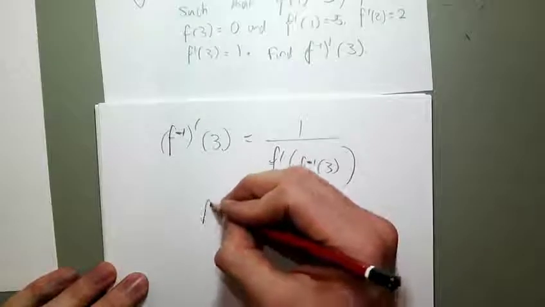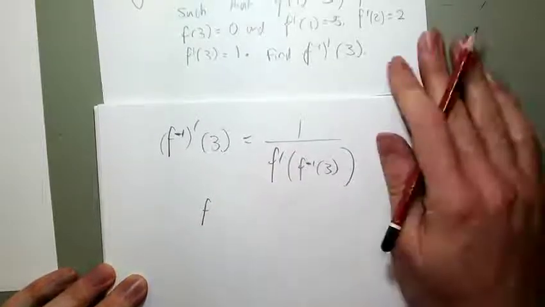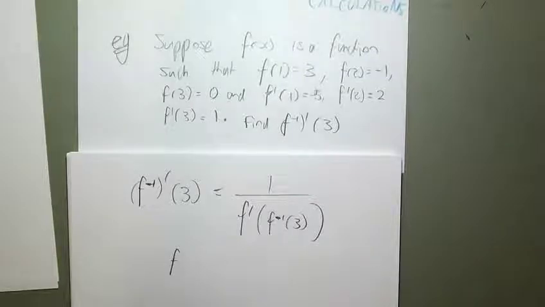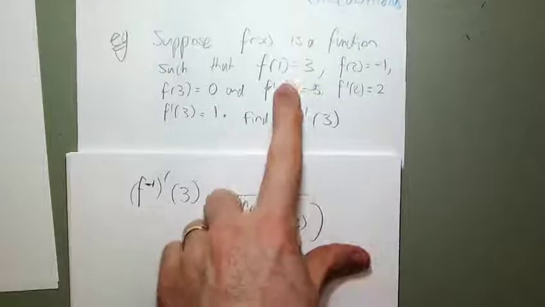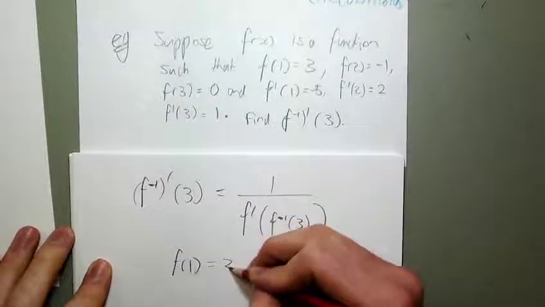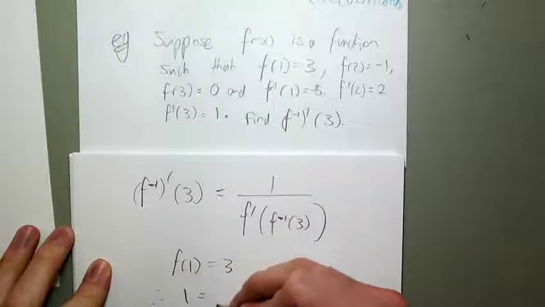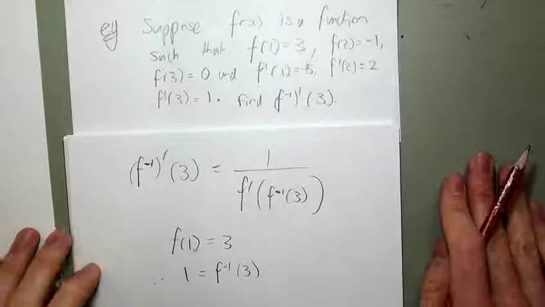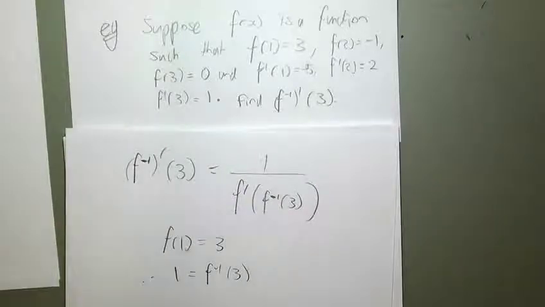So let's see. Can anyone tell me from the information here what f inverse of 3 is? Yep, it's 1, because f of 1 is 3. So f of 1 is 3, and therefore 1 is f inverse of 3. The point is that f takes a 1 and produces a 3, but f inverse does the opposite. It takes a 3 and produces the 1.